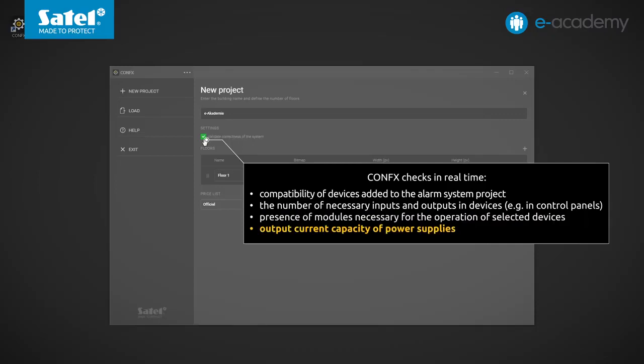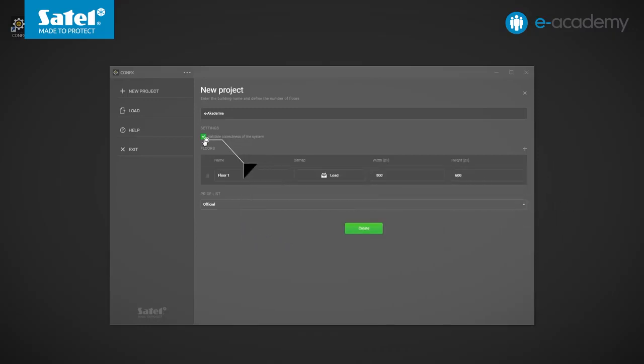The configurator will also verify that the current consumption by devices used in the project does not exceed the output current of power supplies. Disabling this option can prove useful in situations where we want to be able to prepare any configuration, for example to expand the already existing alarm system, so as to place new additional devices on the building map and prepare a price quotation for such an expansion.